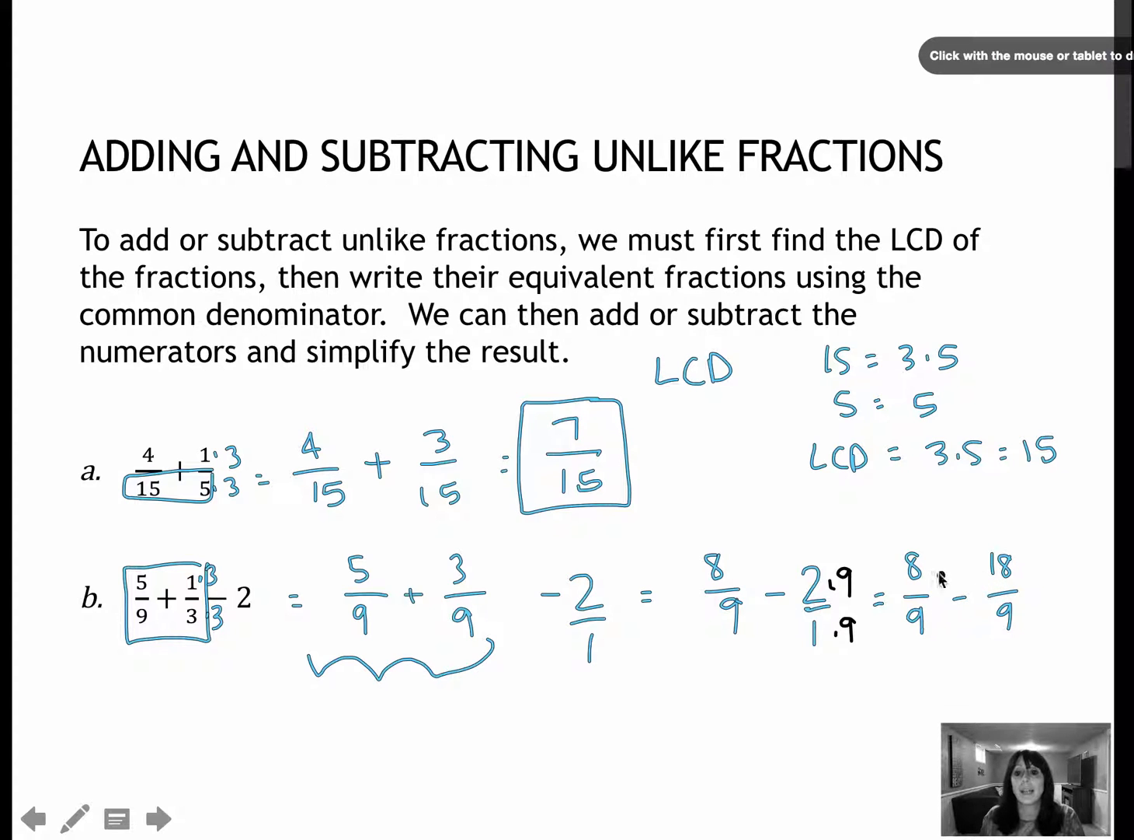And of course, if I would like, I would leave change opposite or keep flip change. 8 plus negative 18 is negative 10/9, which is fine for your answer, or negative 1 and 1/9 is the other correct solution for that question.